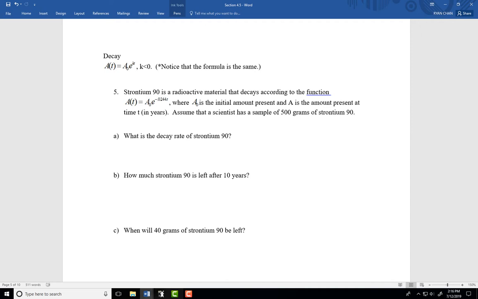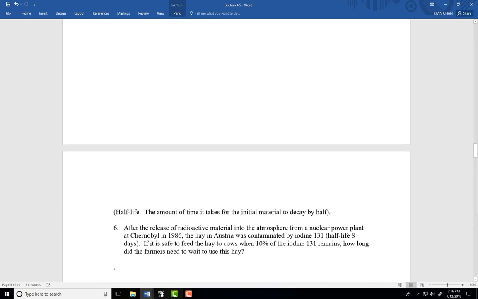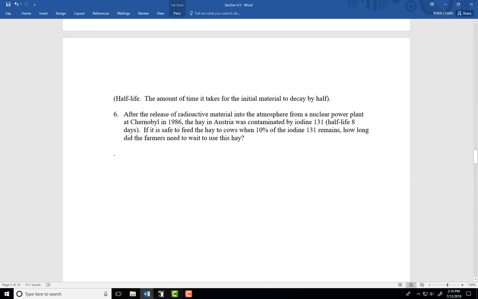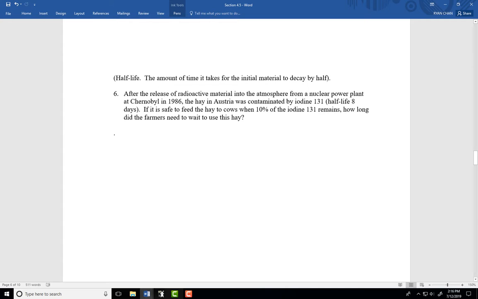So let's talk about the following here. I'm going to go to number 6 here. Okay. So you will also have something called half-life. So what is half-life? Half-life is the opposite of doubling time. Okay. So let's understand what's happening. So you're still going to use A is equal to P e to the kt, okay?